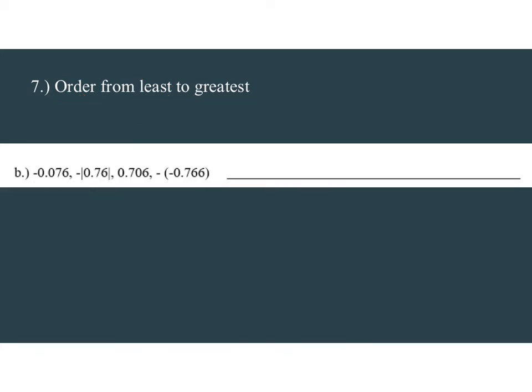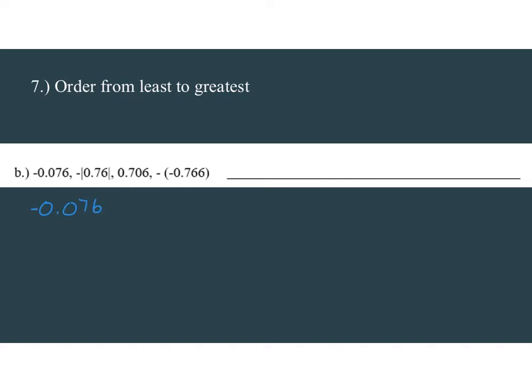All right, same thing here. We're ordering from least to greatest. We do have all decimals here, which is nice, but we have some absolute value and opposite signs that we need to take care of first. So let's take a look at our first number. We don't actually have to do anything with that. We're just going to keep it 0 and 76 thousandths.